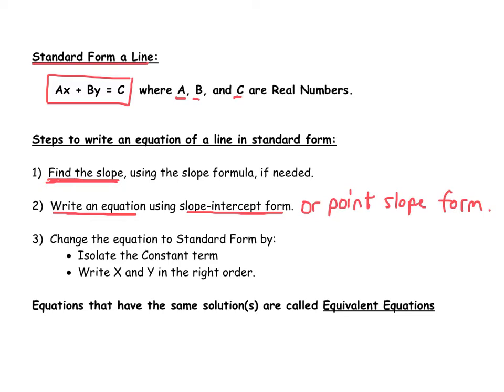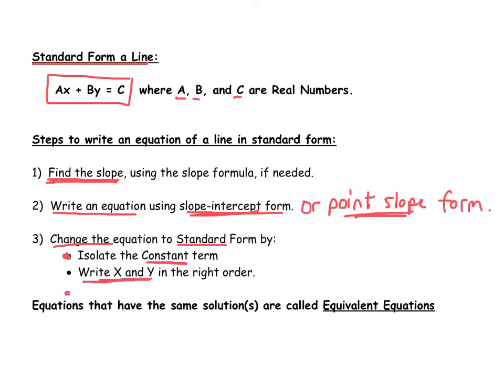Again, we're not solving equations, we're just rewriting them in different forms. And there are three different forms. There's the slope-intercept form, there's the point-slope form, and then there's the standard form. Find the slope, write the equation in one of these forms, and then we're going to change the equation to standard form. So we're just rewriting the equation and moving it around. What we're going to do is isolate the constant term. The constant term is the C. That means C needs to be alone on the right-hand side of the equation. And then we're going to make sure that the X and the Y are in the right order.